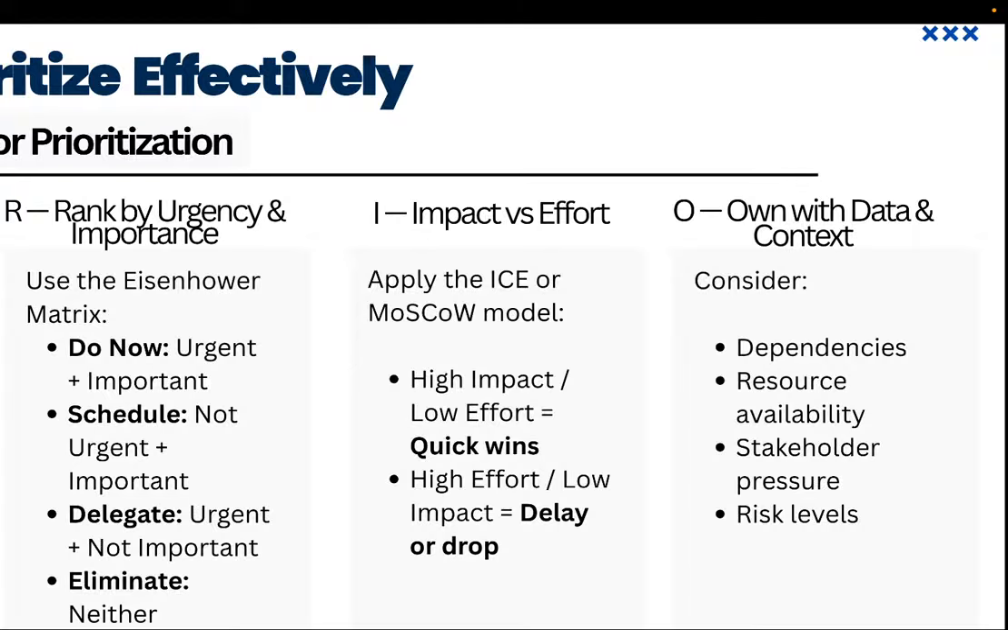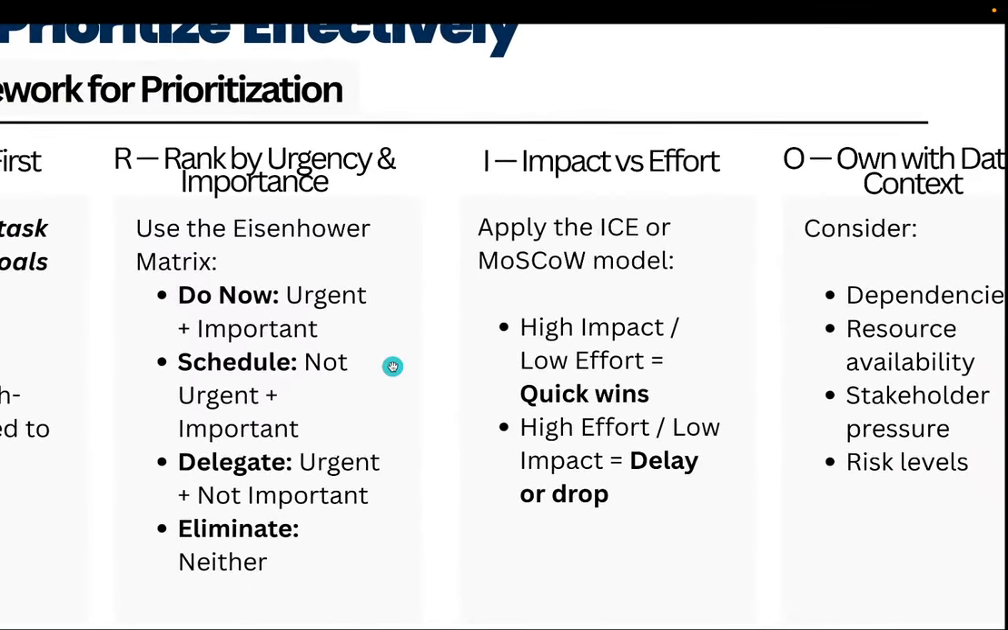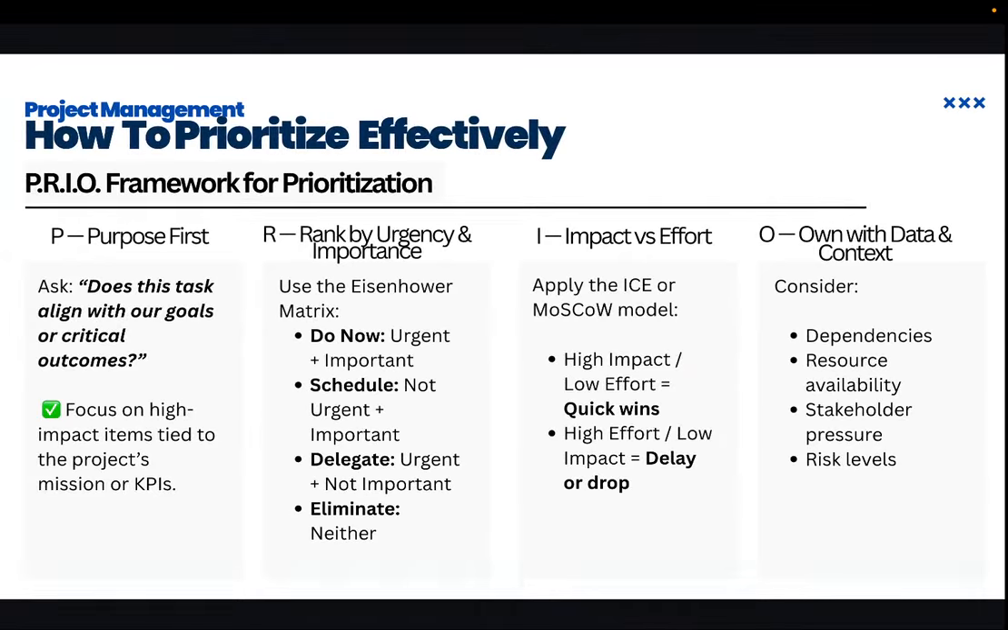Resource availability. Now, it could be that the task is critical, but the resources are limited. So you have to make sure that you get the resources for the work to be done. Now, sometimes we have stakeholder pressure from the top. So if the pressure from the top is very high, you definitely have to prioritize the task. If the pressure from the top is very high, and the task is urgent and important, and it provides quick wins, you have to definitely go for it. And as well as risk levels, right?